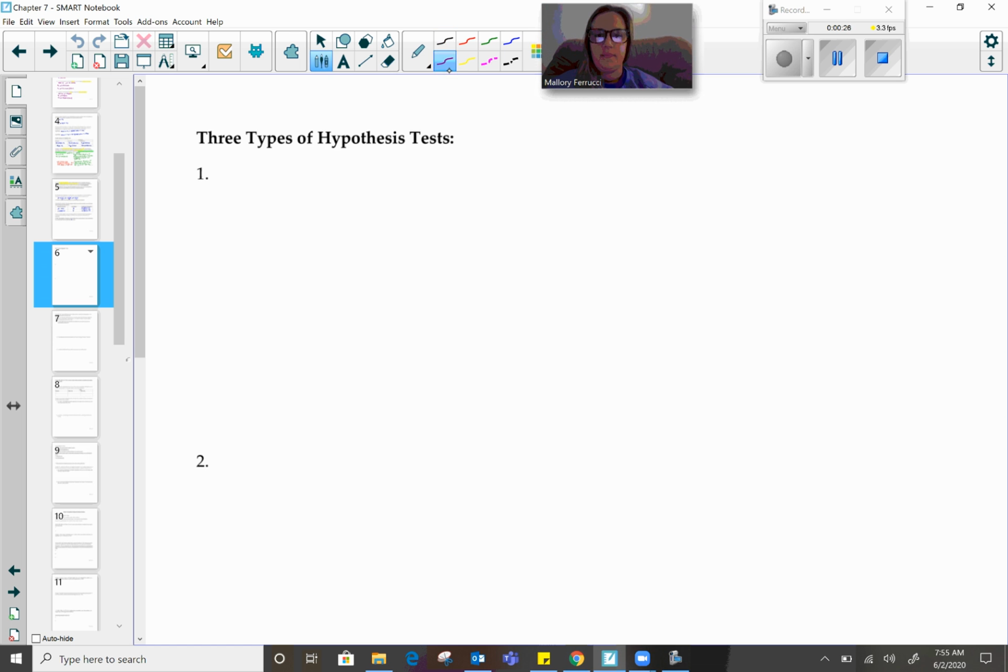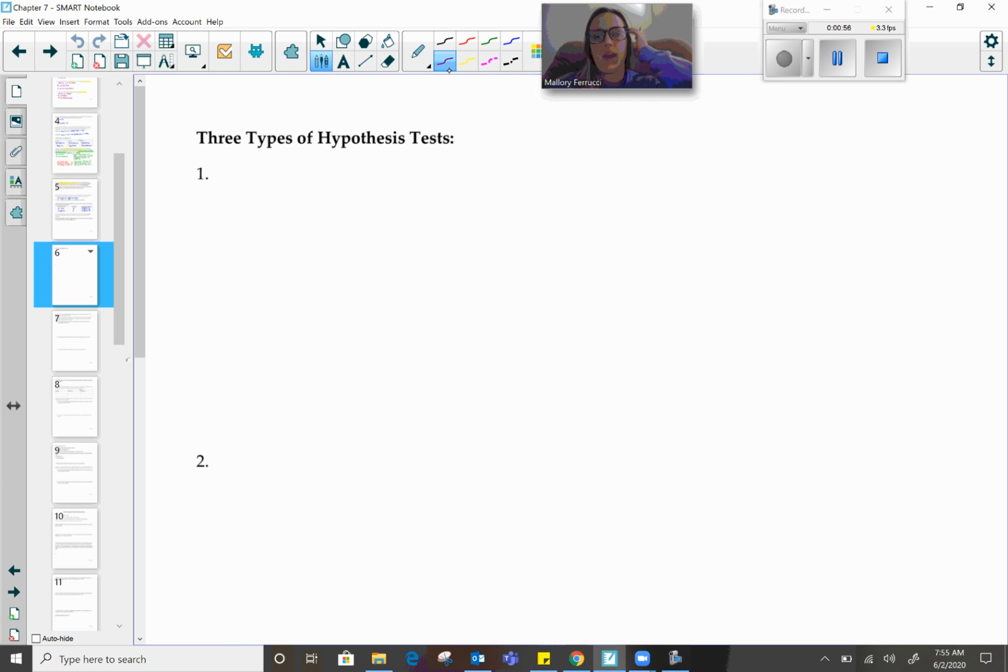Okay, so right now I'm on page 6 of chapter 7. So we talked about the hypotheses, the null hypothesis and the alternative hypothesis. The alternative has just an inequality, where the null hypothesis has something with an equal in it: greater than or equal to, less than or equal to, equal to.